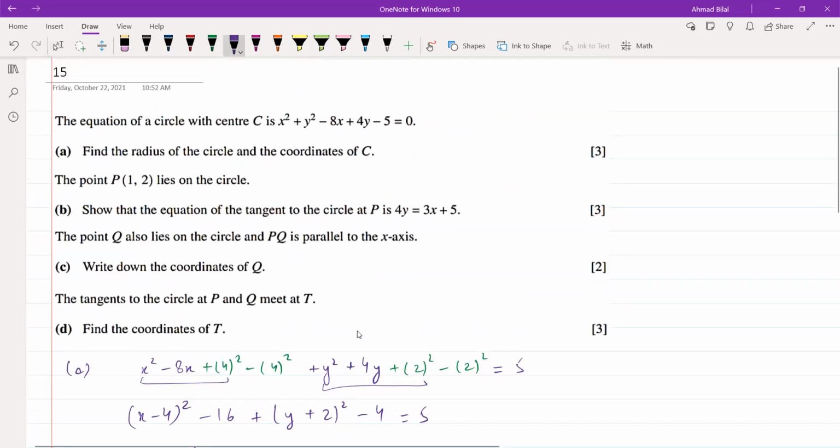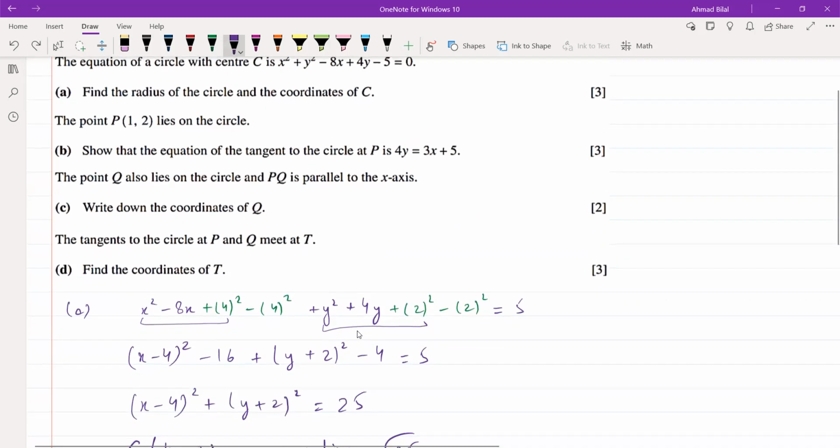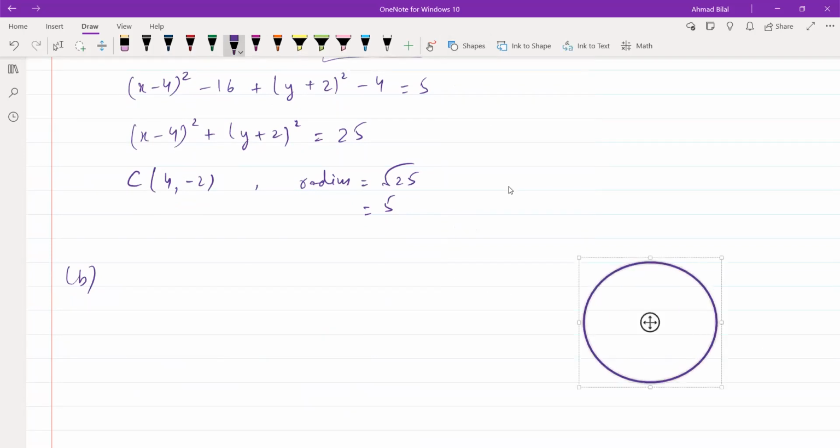In part B, it says the point P lies on the circle. So there's a point P that lies on the circle somewhere. Show that the equation of the tangent to the circle at P is 4y equals 3x plus 5. How do we think about it? Any idea? Equation of the tangent to the circle. How do you find this? No idea?